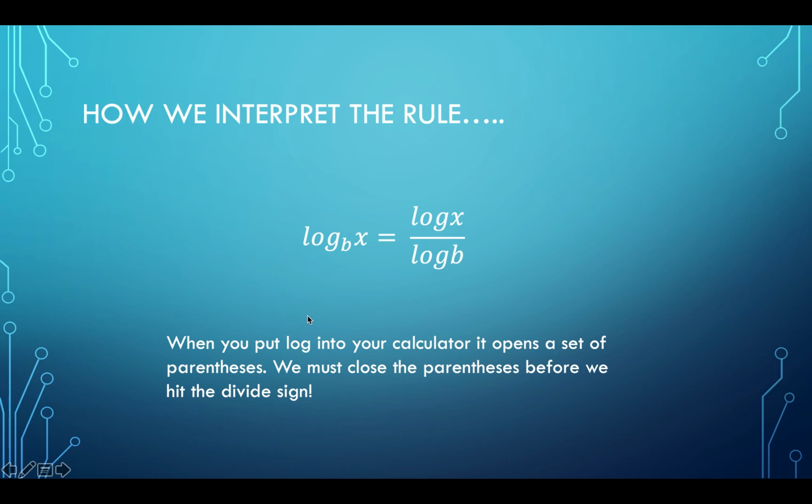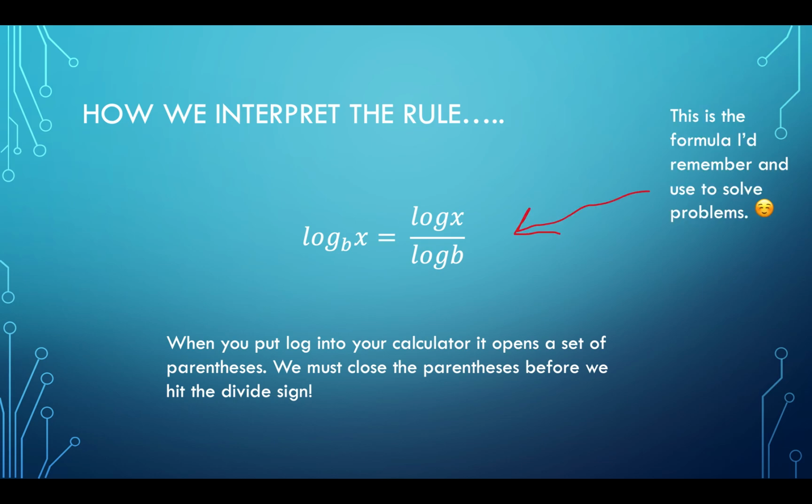So another important thing to remember is when you put log into your calculator, the second you hit log, it's going to open up a set of parentheses. Before we divide, we have to close that parenthesis, because if we don't, it's going to think you're doing the log divided by that other log. Your calculator has no idea, so it's kind of like doing an extra step ahead, if that makes any sense. You always have to close parentheses. So if your calculator opens a parenthesis, automatically go ahead and close that parenthesis.